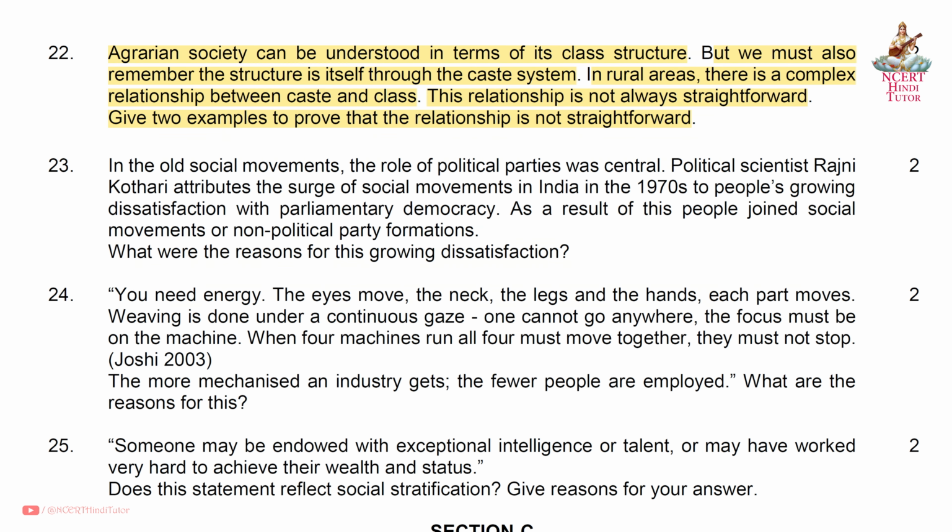Question 23. In the old social movements, the role of political parties was central. Political scientist Rajni Kothari attributes the surge of social movements in India in the 1970s to people's growing dissatisfaction with parliamentary democracy. As a result of this, people joined social movements or non-political party formations. What were the reasons for this growing dissatisfaction?